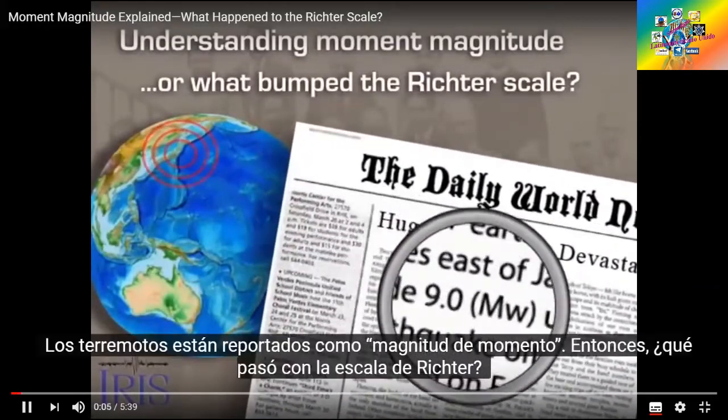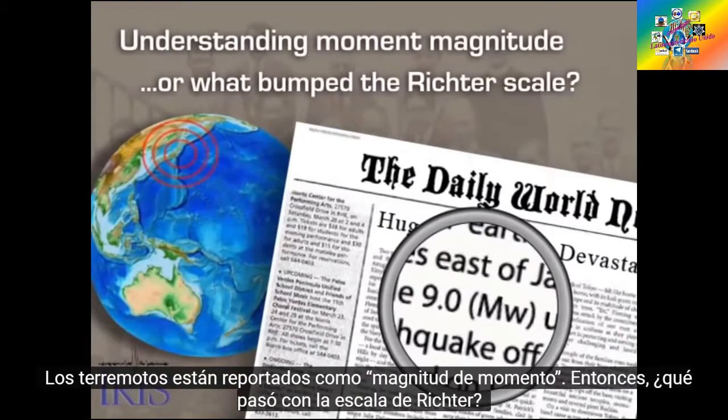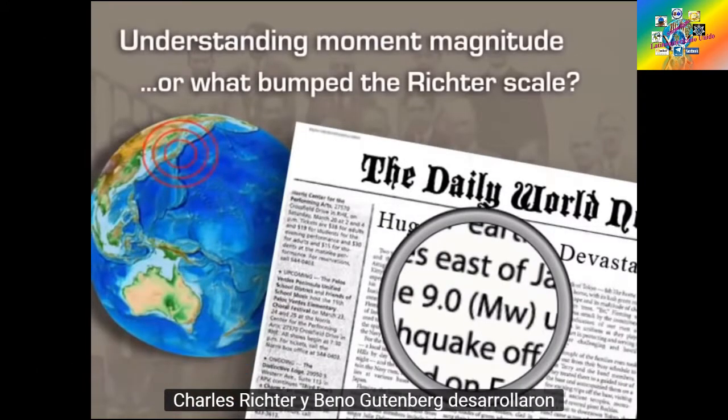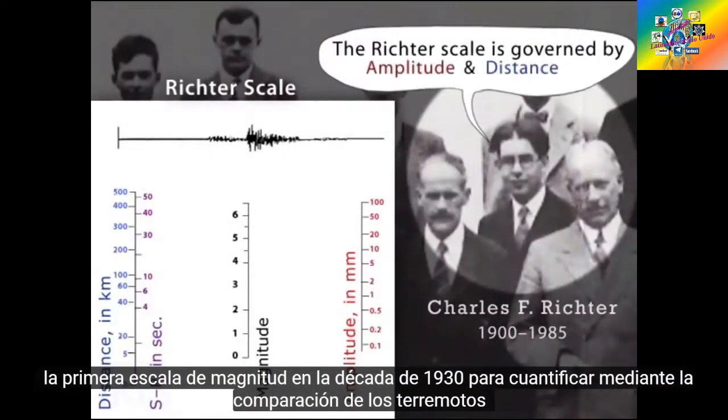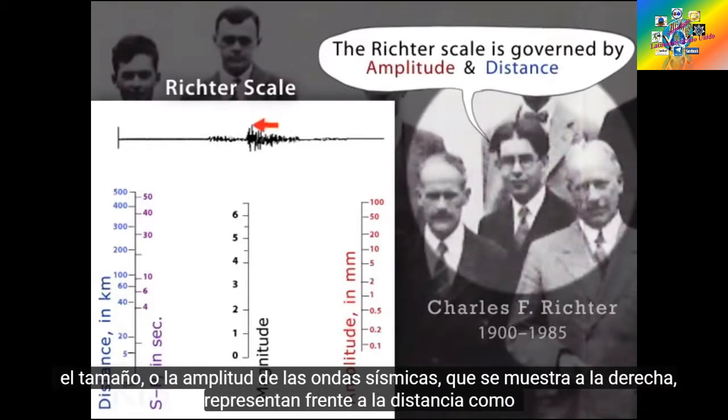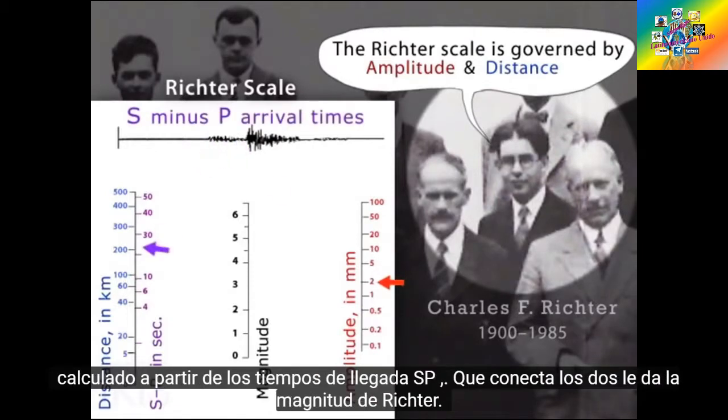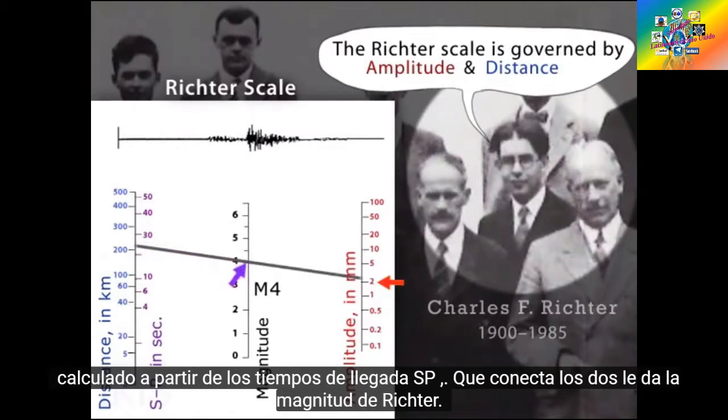Earthquakes are now reported as moment magnitude. So what happened to the Richter scale? Charles Richter and Benno Gutenberg developed the first magnitude scale in the 1930s to quantify earthquakes by relating the size or amplitude of seismic waves, shown on the right, plotted against distance as calculated from S minus P arrival times, shown on the left. Connecting the two gives you the Richter magnitude.